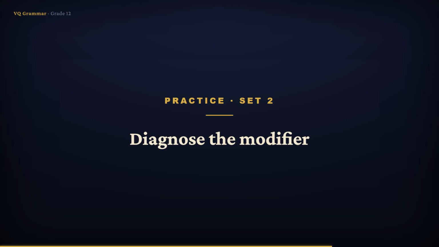Here's the second set. Same game. Read the sentence, decide whether the modifier is doing its job or causing trouble, and name the problem if there is one. Pause and choose before each answer.